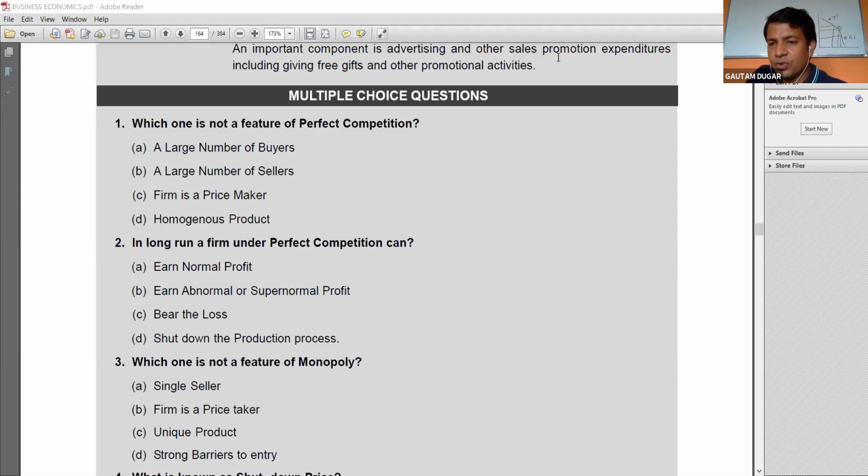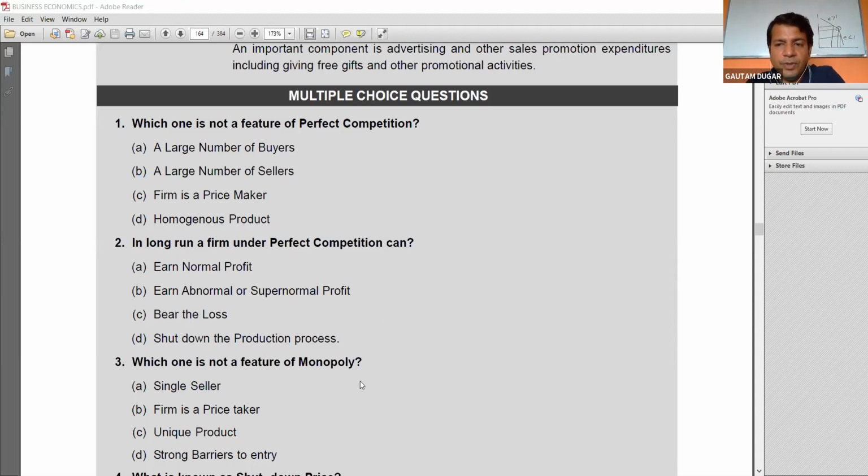Avnish Kumar, Vinayak: free entry and free exit. Because of the assumption of free entry and free exit, all firms in perfect competition in the long run will earn only normal profits. That's a good answer by the three of you.